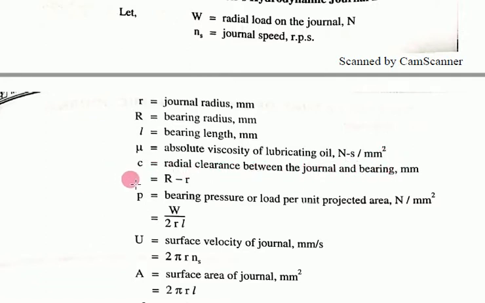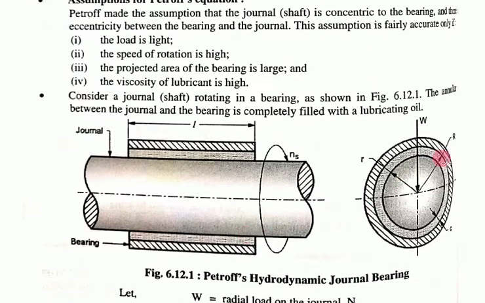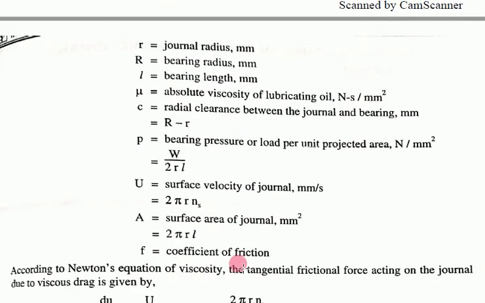Okay, so c is equal to capital R minus small r, and p, that is the bearing pressure, which is load upon area, so area is 2rL. Now U is the surface velocity of journal, mm per second, that is 2 pi r Ns. Now A is the surface area of journal, it means 2 pi r into L. Then f is the coefficient of friction.